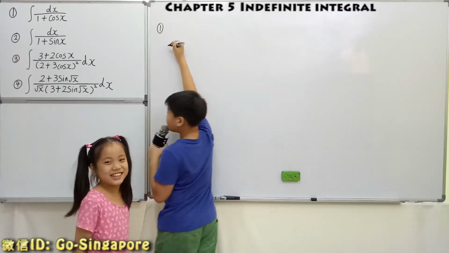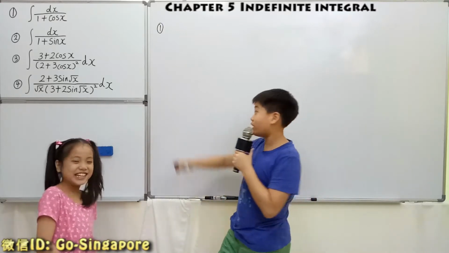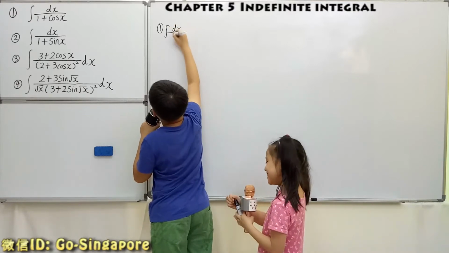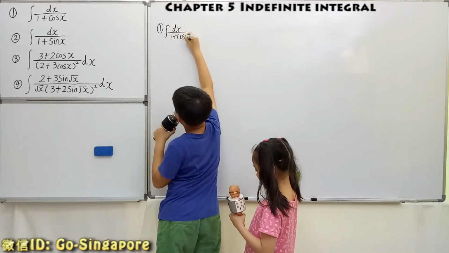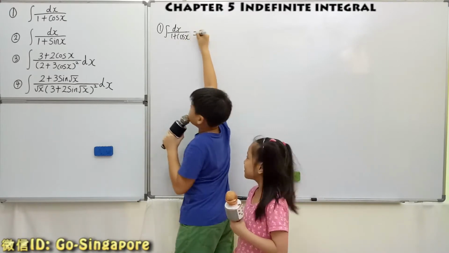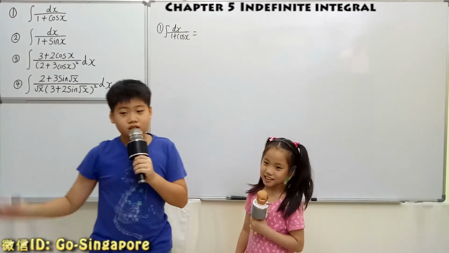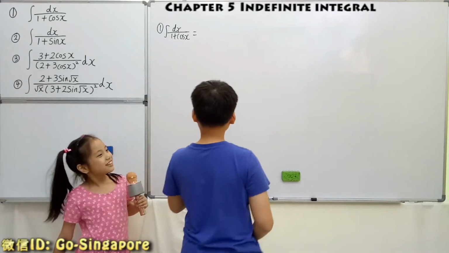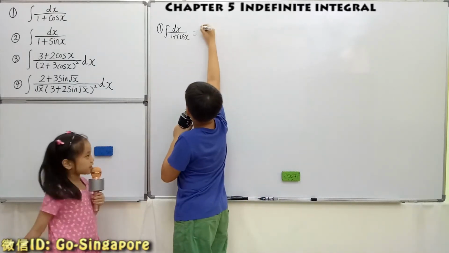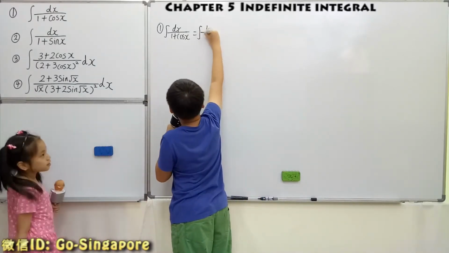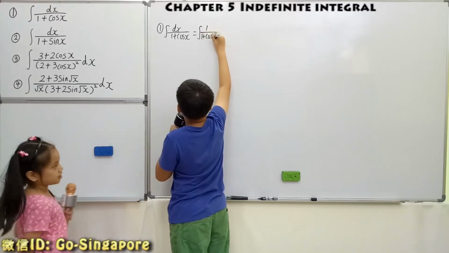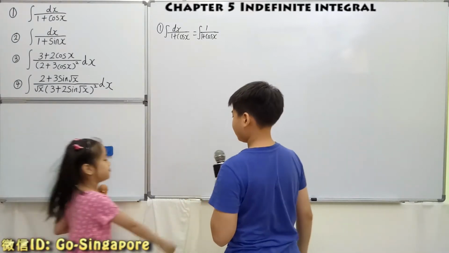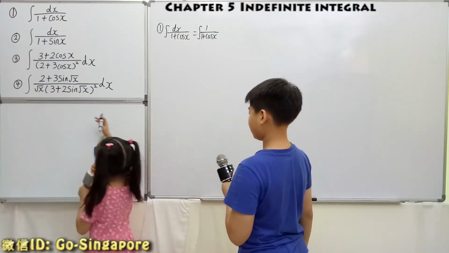Okay, so for this, we'll start with the first question, which is integral dx over 1 plus cosine x. For this question, we cannot integrate immediately. So for this, here is actually an integral 1 over 1 plus cosine x. Remember the identity that we use a lot? Let me write it down.